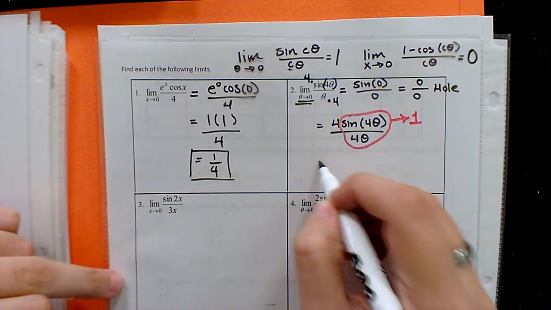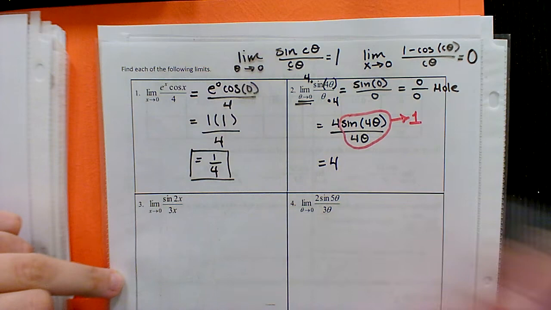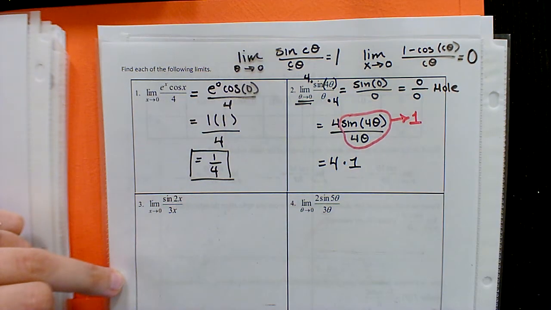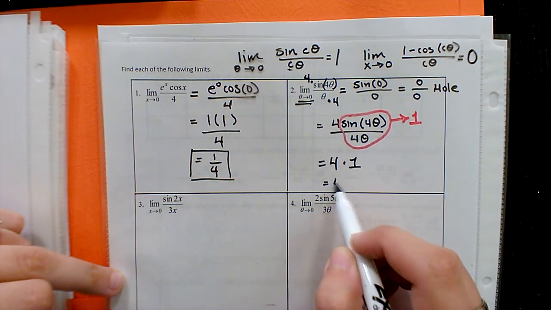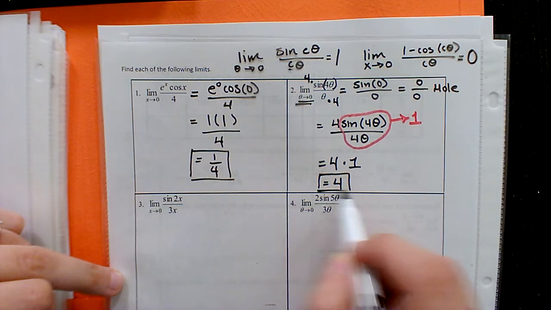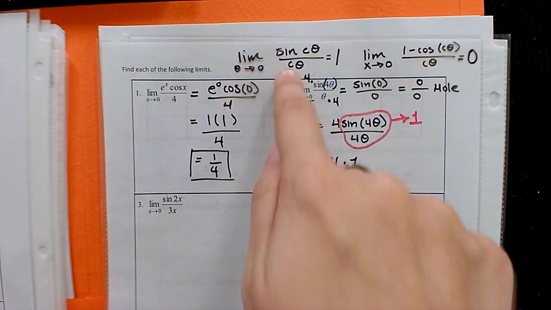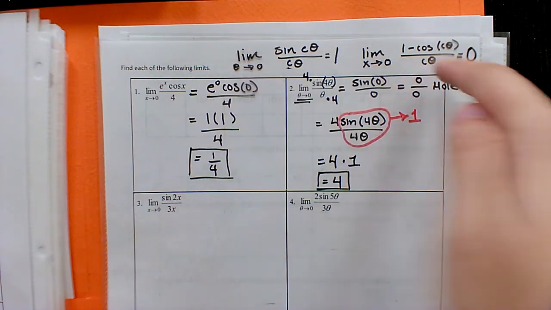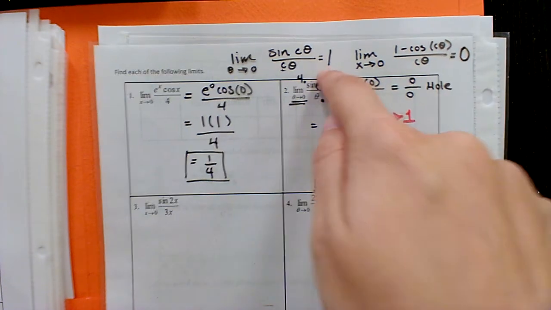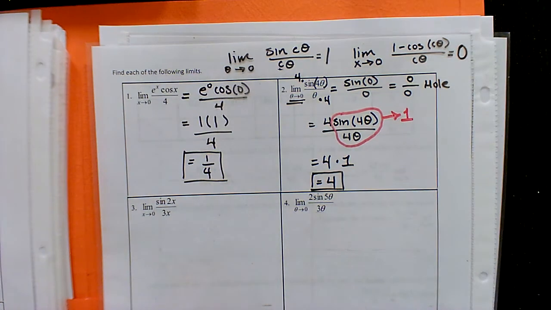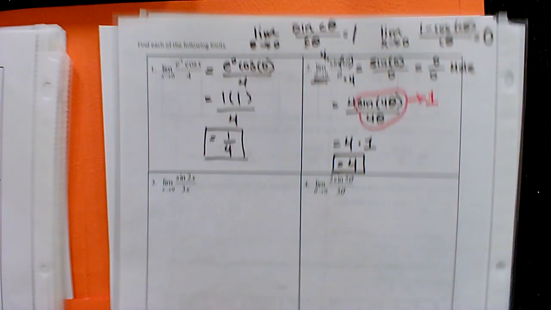So notice what we're left with. We're left with the 4 that was out front times the 1 from the limit, using that trig limit as kind of an easy shortcut. So our overall limit is just 4. We're going to somehow make our trig equations look like either the sine limit or the cosine limit. That way we can easily substitute in either 1 or 0. Do we see how we did that? Okay, so we may have to do a little multiplying to get there, but we're still going to be able to get there.